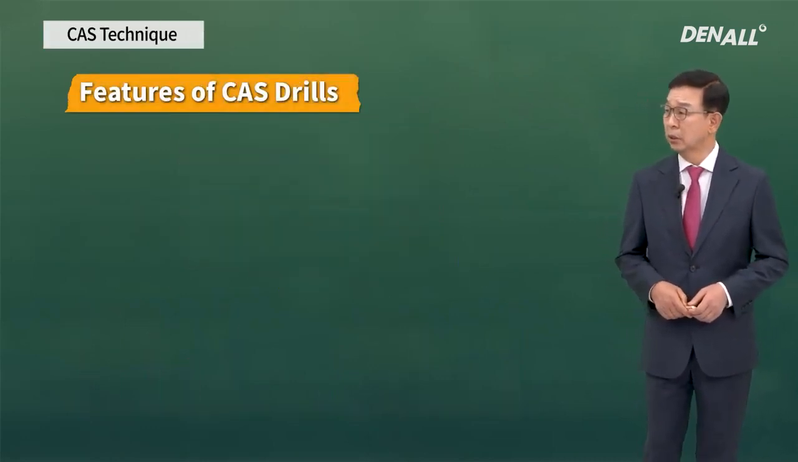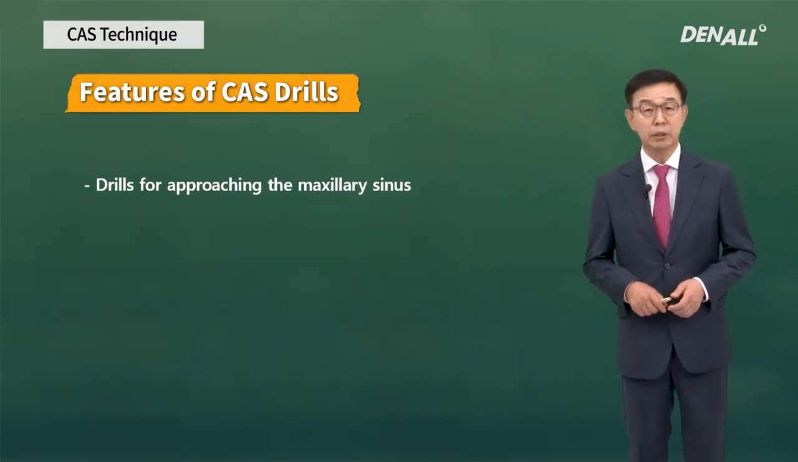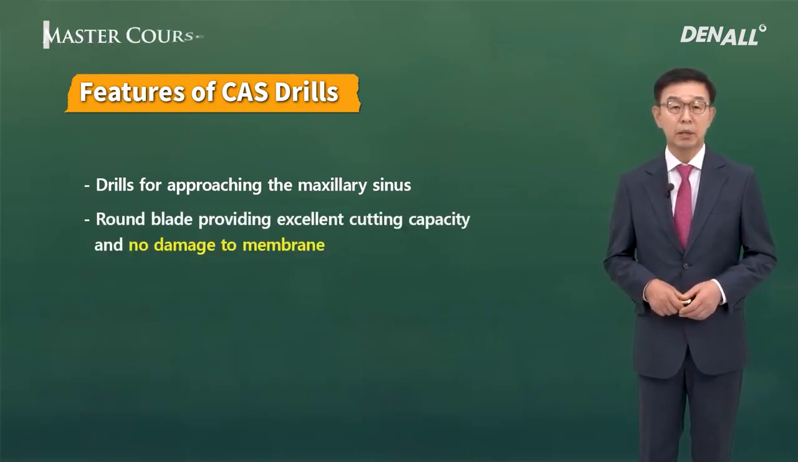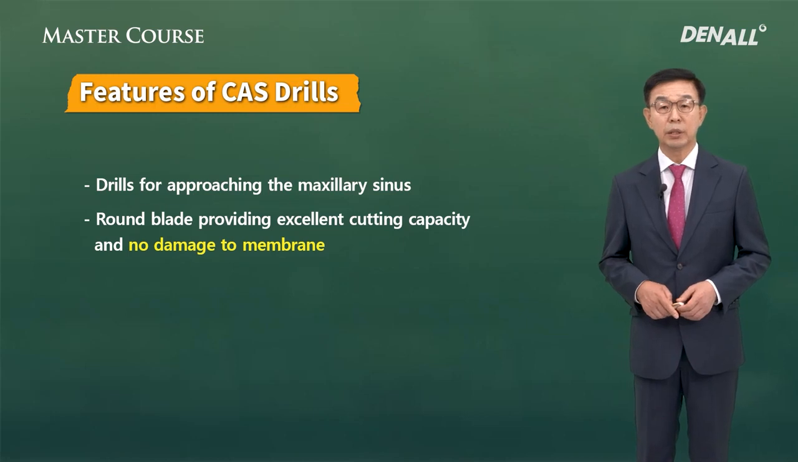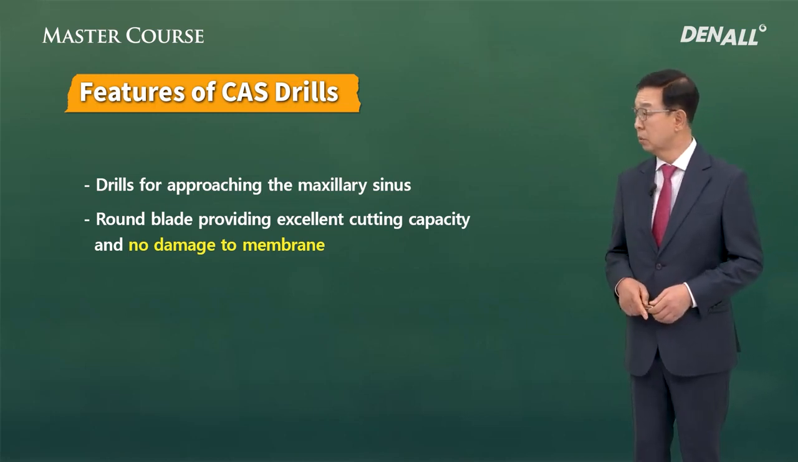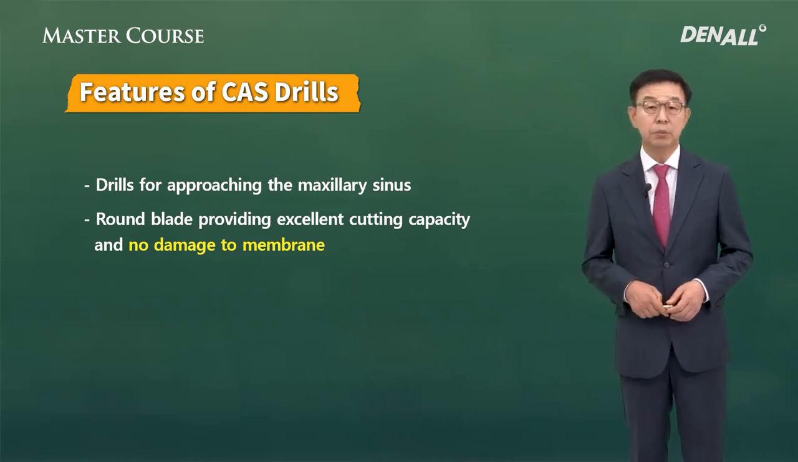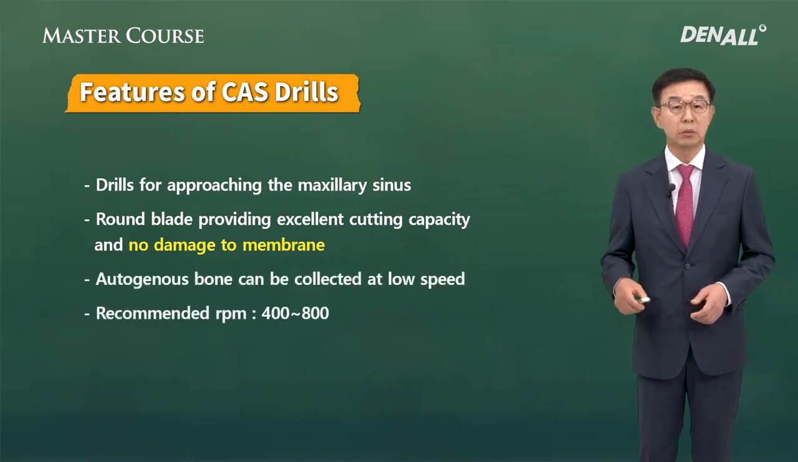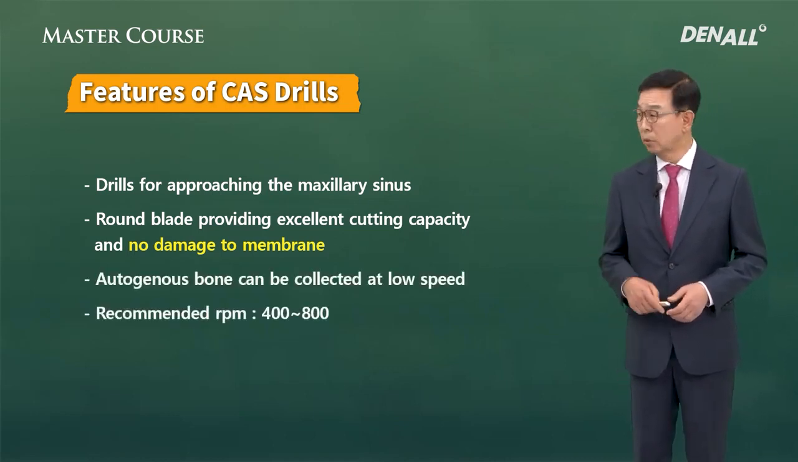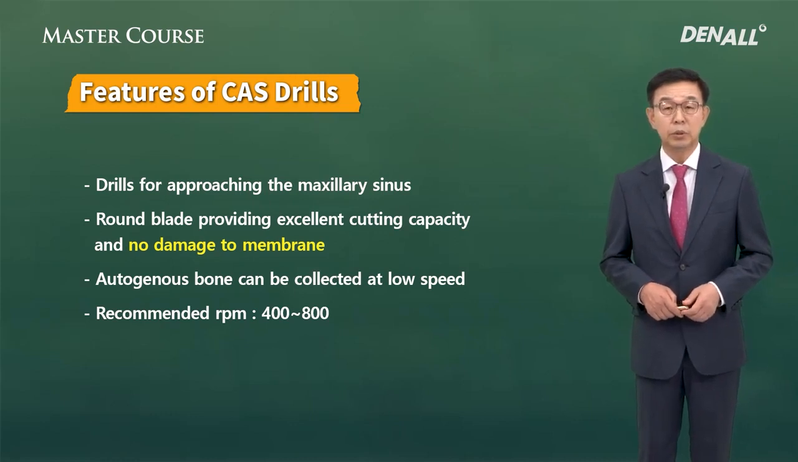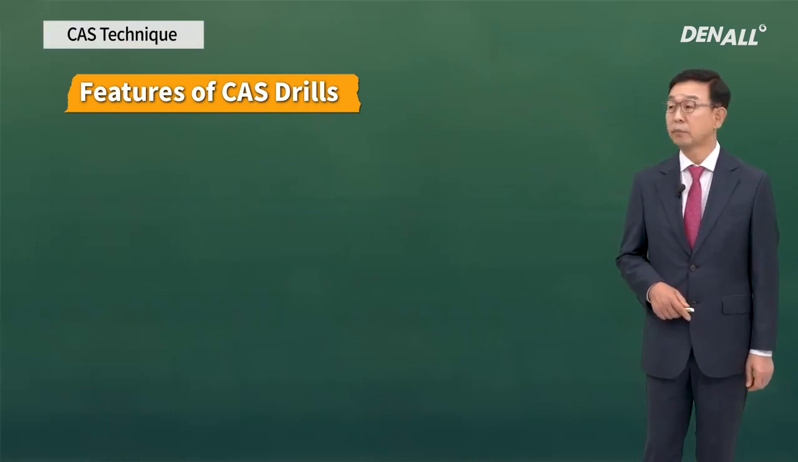Characteristics of the CAS drill. The CAS drill is used for drilling, and therefore there's barely any damage to the patient. On the other hand, the tip of the CAS drill is round. Even if it is in contact with the membrane, there's very little possibility of membrane perforation. You can do a sinus lift fairly safely. The autogenous bone from the CAS drill can also be used for bone graft.